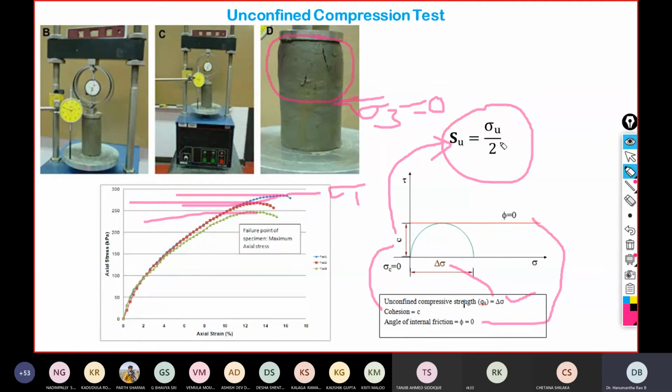Anything, sir? Why is it called undrained, sir? Okay, undrained means, see, this soil sample we have compacted at a particular moisture content. That means some amount of water is there inside the soil sample. So during the testing, we won't allow the water to expel out from the soil sample. Draining means the water has to drain from the soil sample. If no water is draining from the soil sample, that is called undrained.